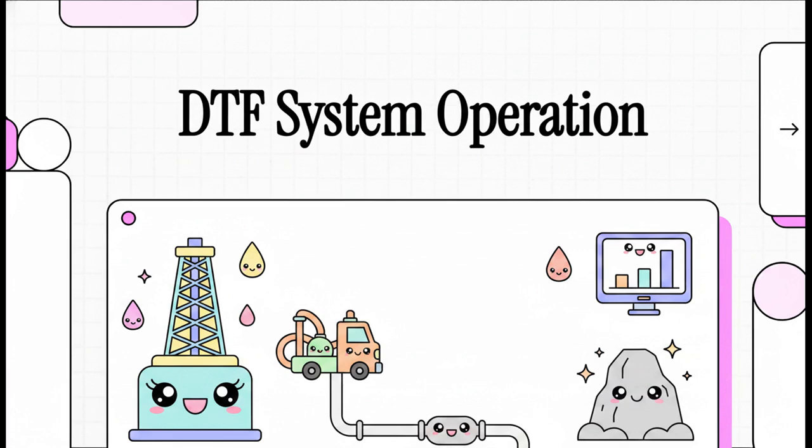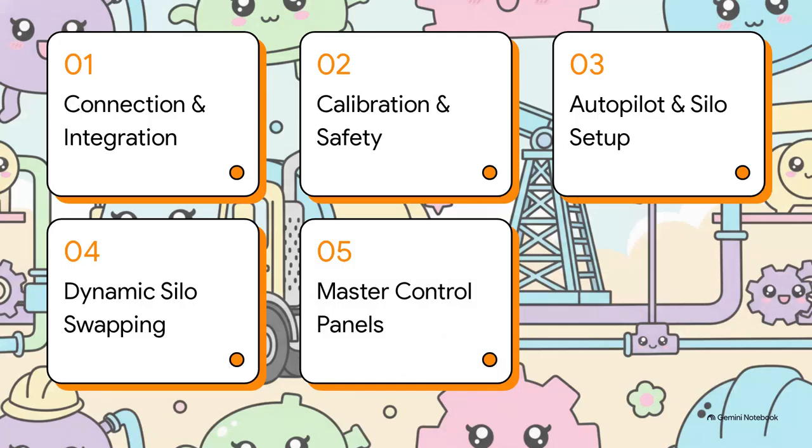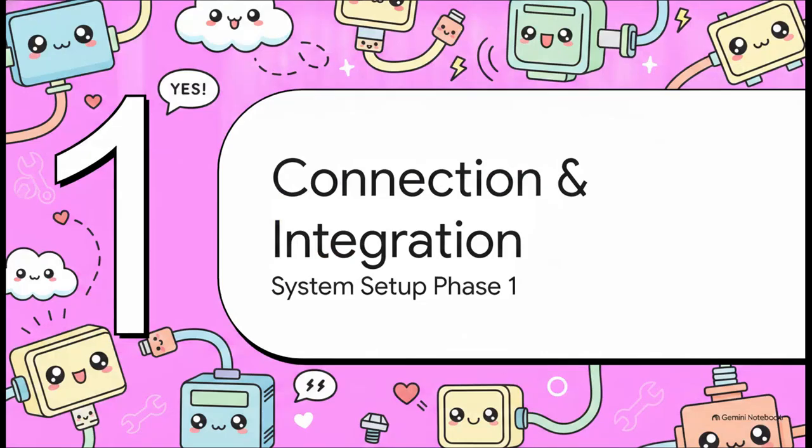So, let's dive in. Here's our roadmap for today. We'll be hitting 1. System connection and integration, 2. Calibration and safety rules, 3. Autopilot and silo setup, 4. Dynamic silo swapping, and 5. Master the control panels. Starting right off with Section 1, System Connection and Integration.